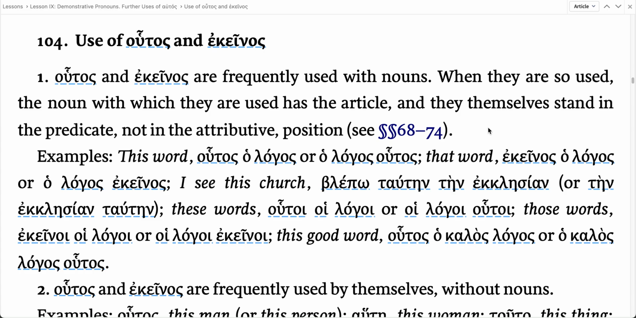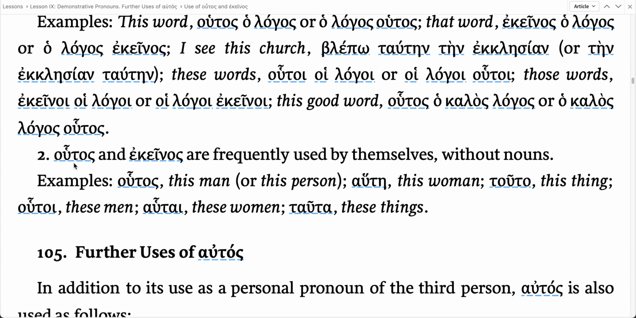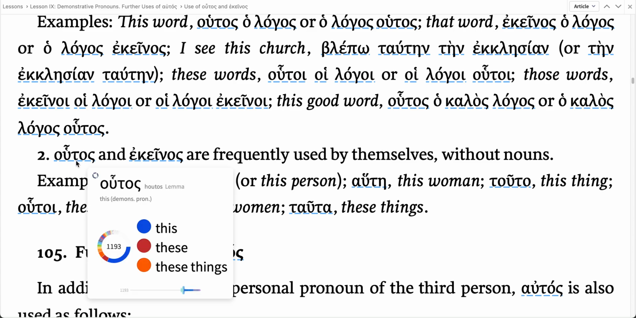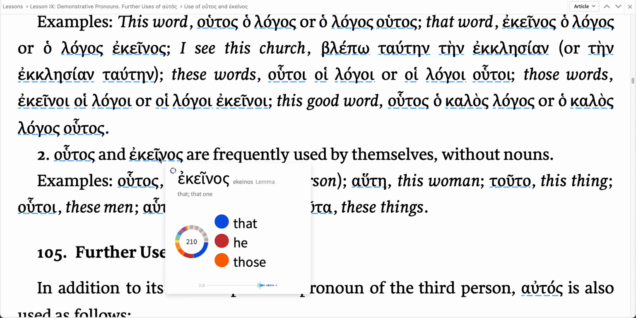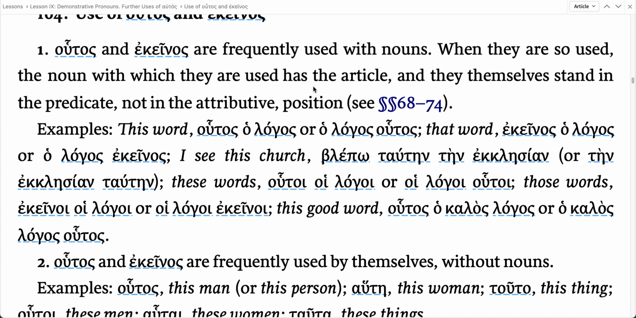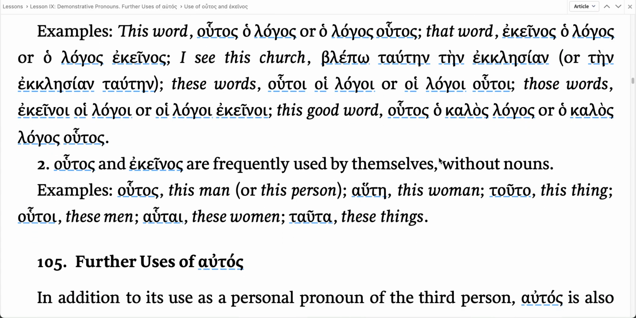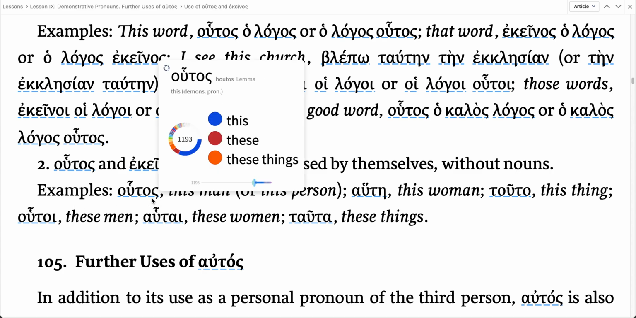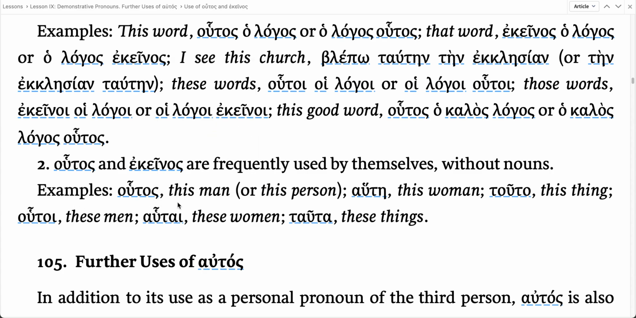Just this good word. Now, you can have houtos and ekeinos. This is this and these, singular and plural. That, those. They may frequently be used by themselves without nouns. Here, they could be used with nouns. What about if they're by themselves and there's no nouns? So, houtos, this man. Or you can say this person because this is the masculine. Haute, this woman.